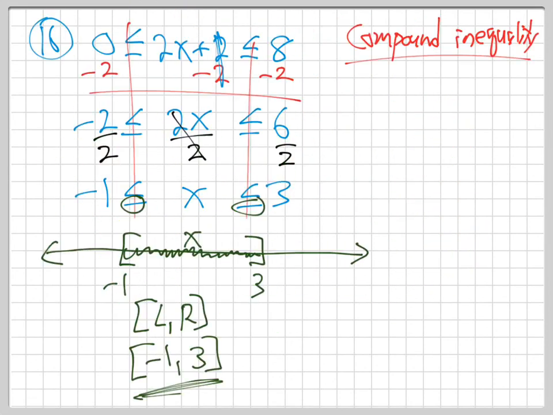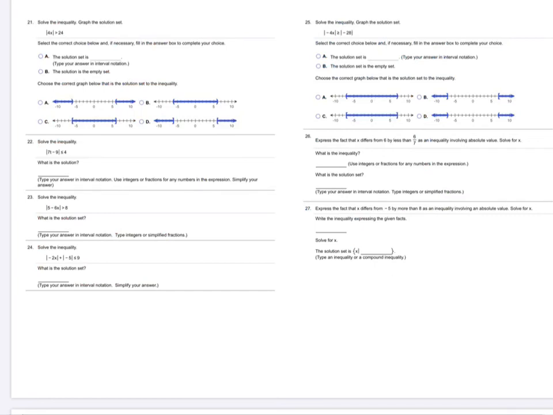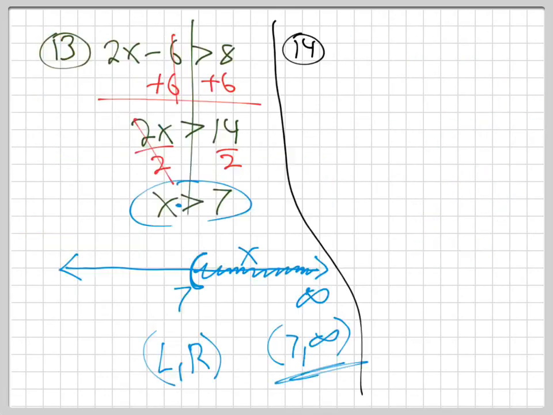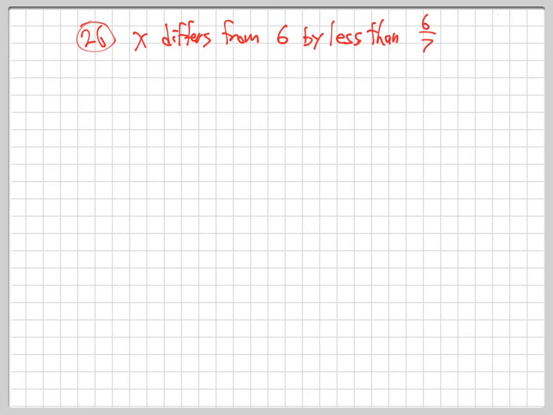Number 26 has some words. Let me go back there. No, those words are hard to read. They're too tiny because I made everything so small. All right, I'll write it here. Number 26 basically says x differs from 6 by less than 6/7. And they want me to write that, first off, as an inequality.